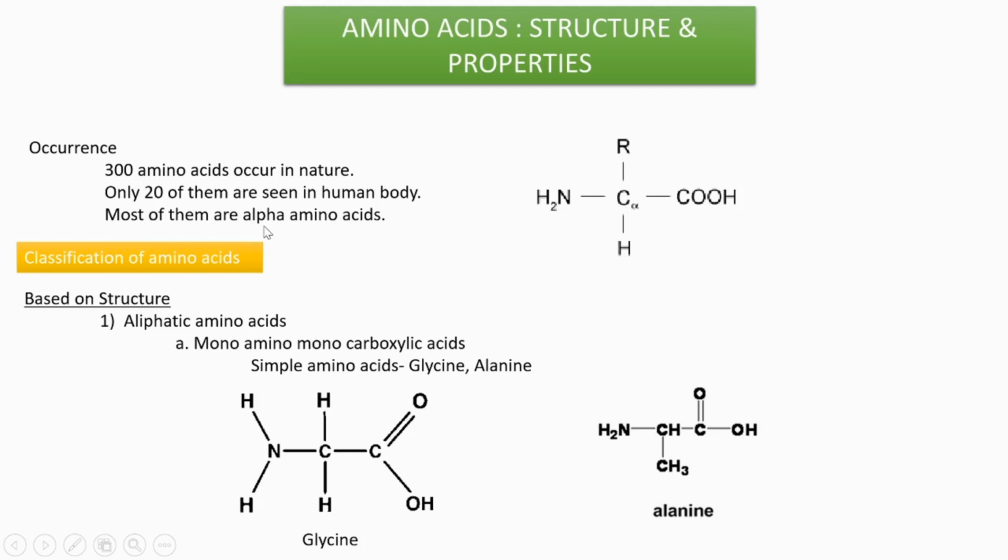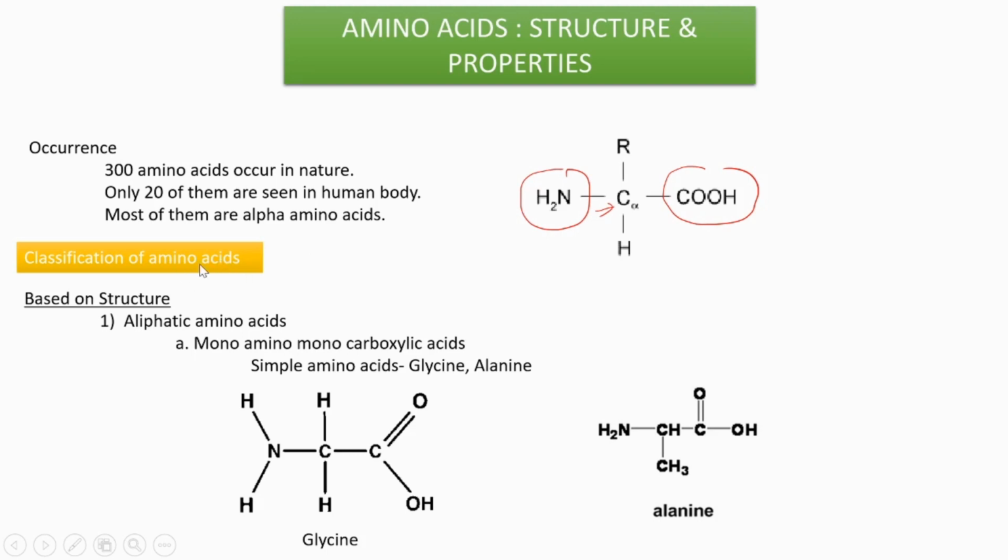Alpha means what? Alpha means in that type of amino acid, both the COOH and the amino group are attached to the alpha carbon. That type of amino acids are called alpha amino acids. Then first we are going to understand about the classification of amino acids.